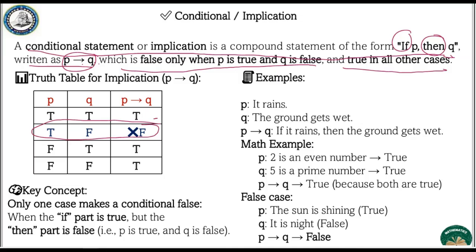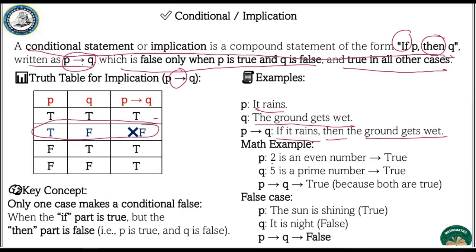And how do we represent it? We represent it by an arrow mark, a single arrow. For example, it rains (p), the ground gets wet (q). So we have to use the words if and then: if in the beginning of p, and then in the beginning of q. If it rains, then the ground gets wet.